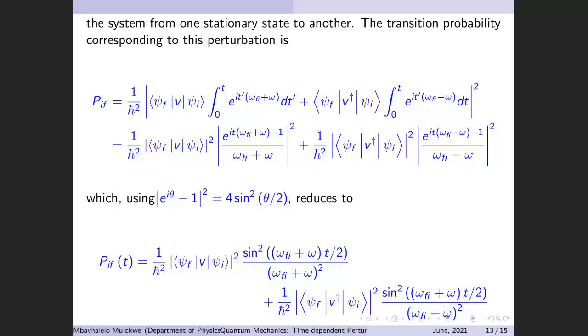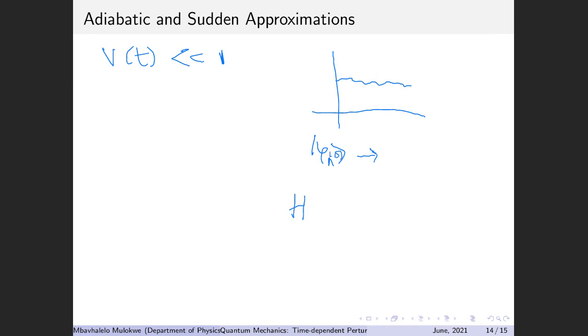So far what we have been looking at was the case where we just assumed that our V of t was small, so less than 1. But it might happen that we turn on this potential very, very slowly. So you start with some state psi n. Then if you're doing this very slowly, say this is psi n of 0, you change by doing this adiabatically.